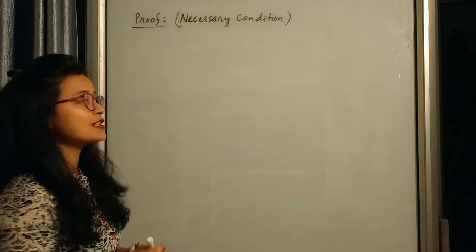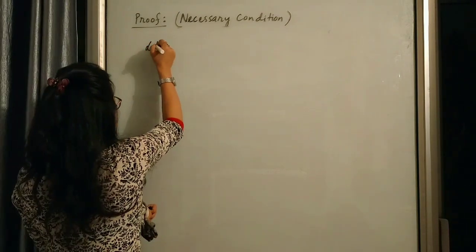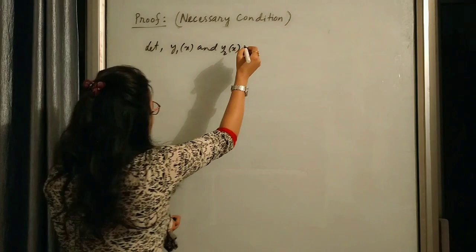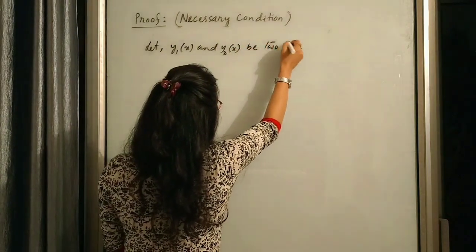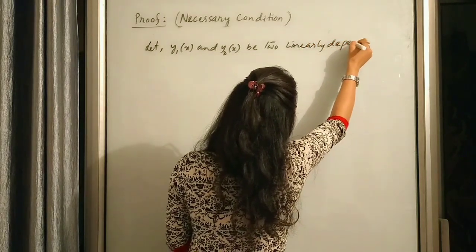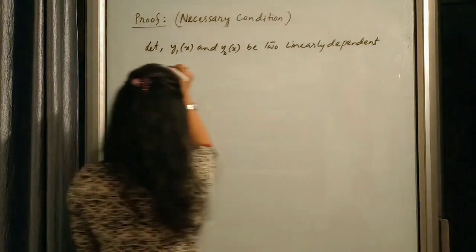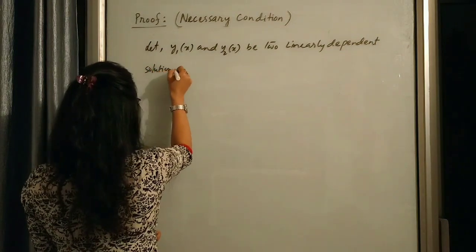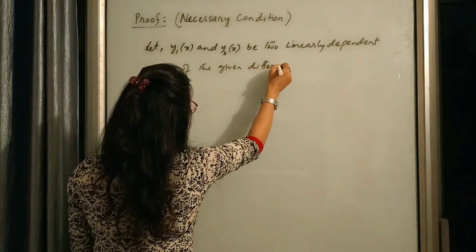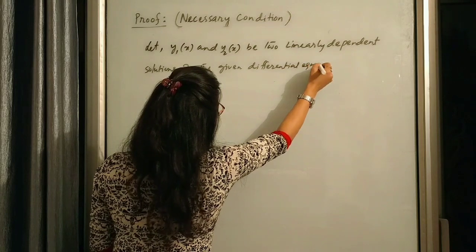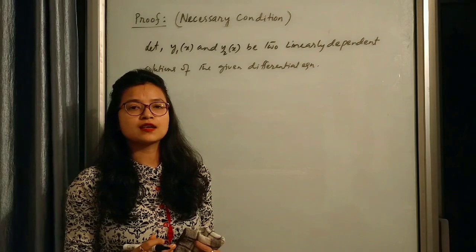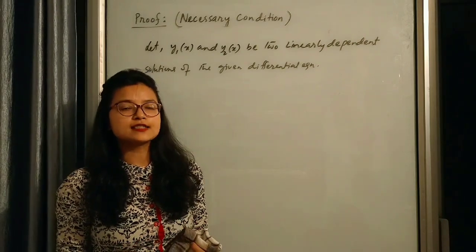Now let's see the necessary condition proof. Let y1(x) and y2(x) be two linearly dependent solutions of the given differential equation. Then we will try to prove that the Wronskian is identically 0.